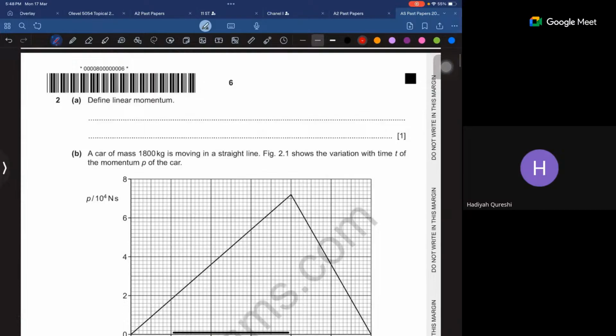We have linear momentum. For linear momentum, it's very easy. It's the product of mass and velocity. This is what linear momentum is.